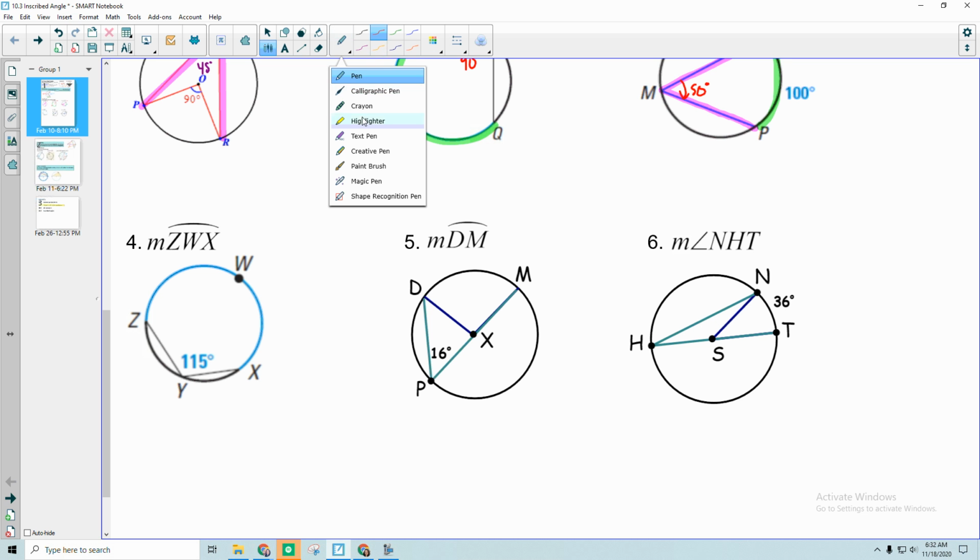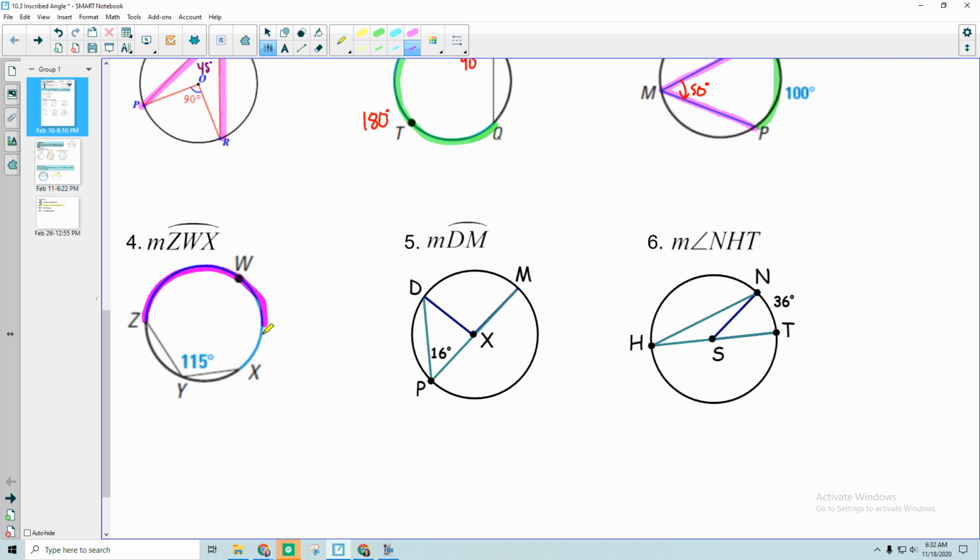All right, next one. So this one we're finding an arc again. Arc ZWX. It definitely looks like this is more than a semicircle now. This would definitely be a major arc. And in this one we're told that this inscribed angle is 115. So what then should this arc be? Okay. Well, it looks like it should be 230 degrees. It's going to be double whatever my inscribed angle is. So that arc is 230 degrees.